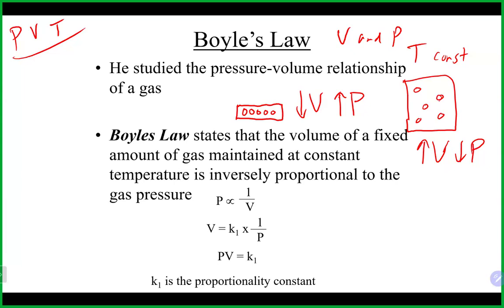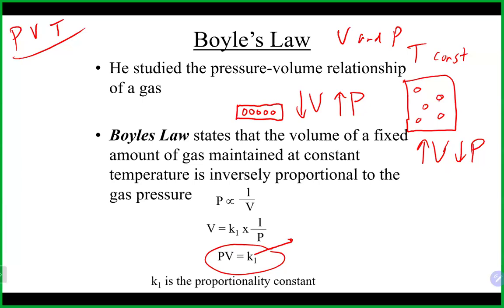Now, what he also found was that if you took measurements of pressure and volume for any gas you like, multiple pressure volume relationships, and if you multiply them together, they will always come out to the same number. So if you have the same gas and you're taking pressure-volume readings, they will come out to the same number. And that's what's known as the proportionality constant.